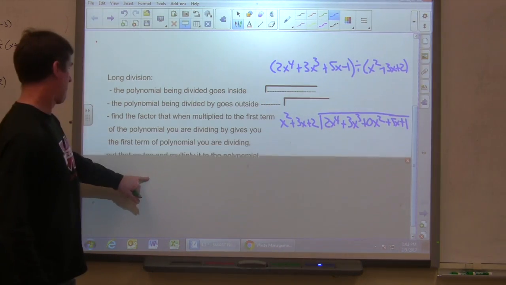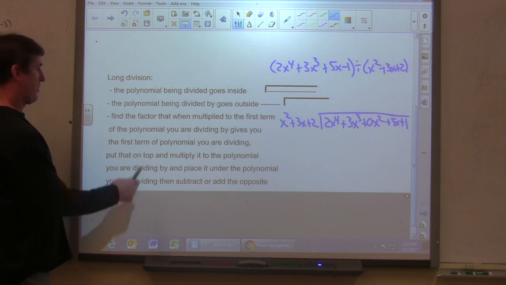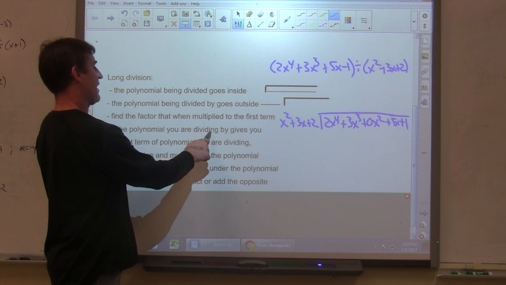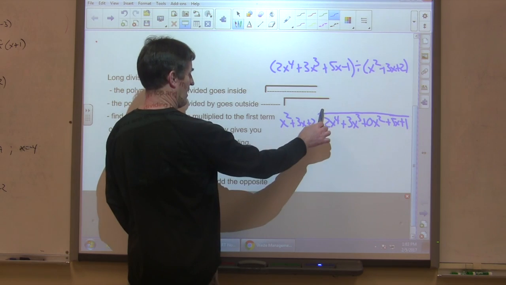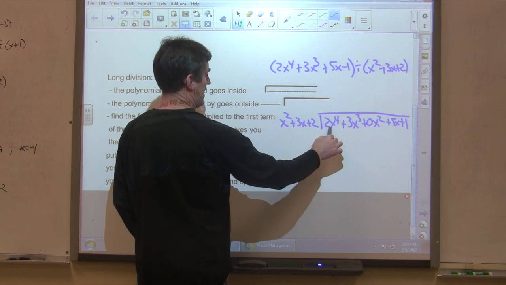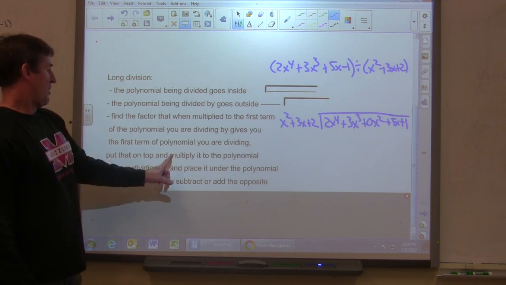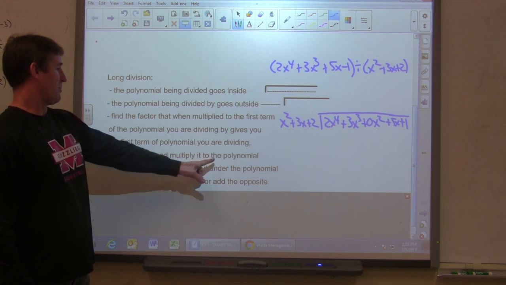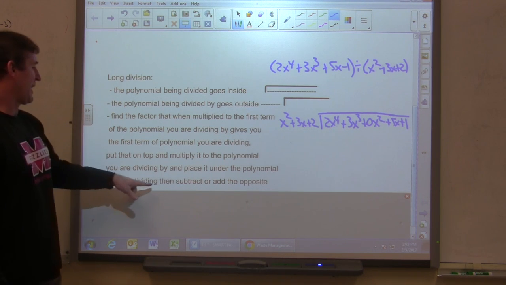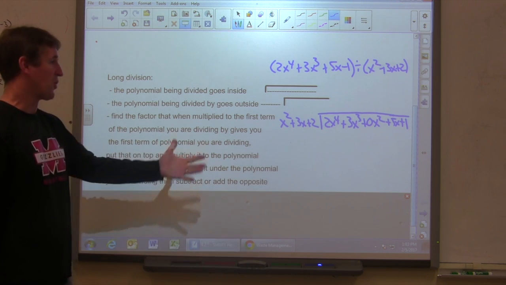So, this next part says, find the factor that when multiplied to the first term of the polynomial you're dividing by gives the first term of the polynomial you're dividing. So we're going to have to find the factor that when we multiply it by this x squared gives us this 2x to the 4th. Put that on top and multiply it by the polynomial you're dividing by and place it underneath the polynomial you're dividing, then subtract or add the opposite. So, a lot of words here, but let me show you what that means.